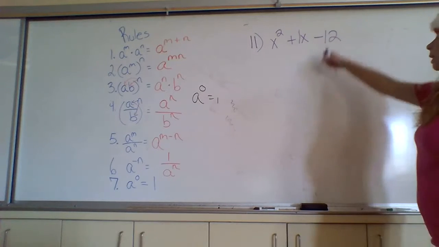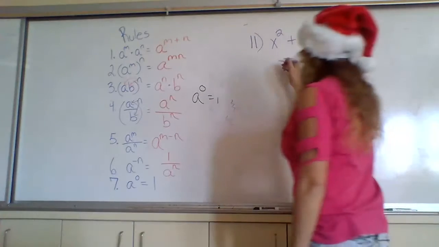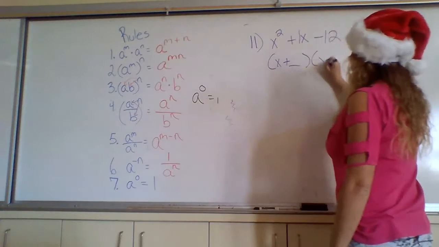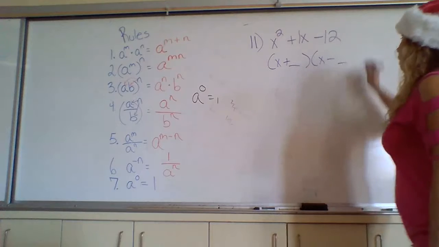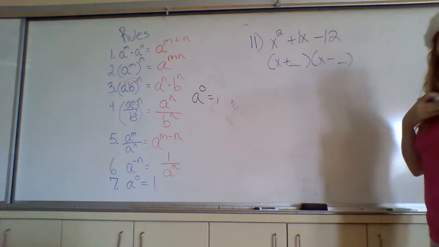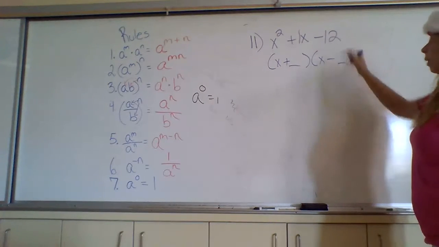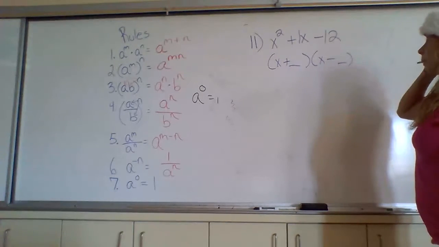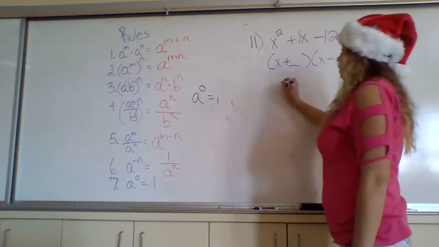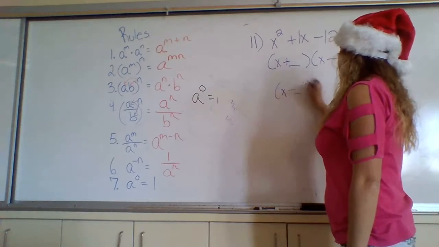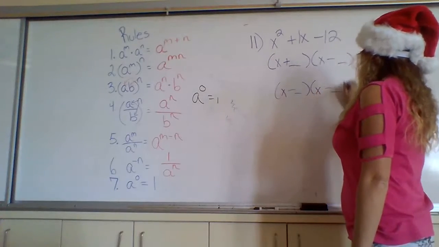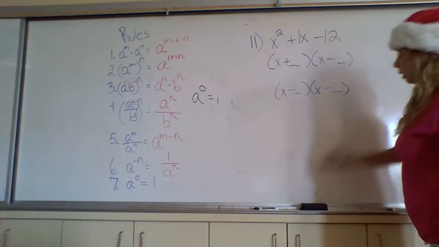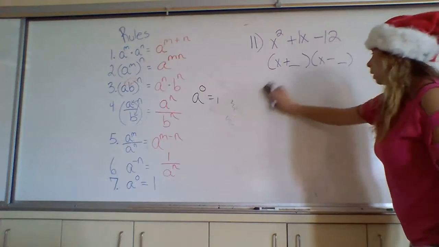Once again, this is a negative number, so you know it's going to be x plus something and x minus something. That's the only way that when you multiply, you'll get a negative number. You have to multiply a positive by a negative. If I had x minus something and x minus something, a negative times a negative would be a positive, so that does not work.